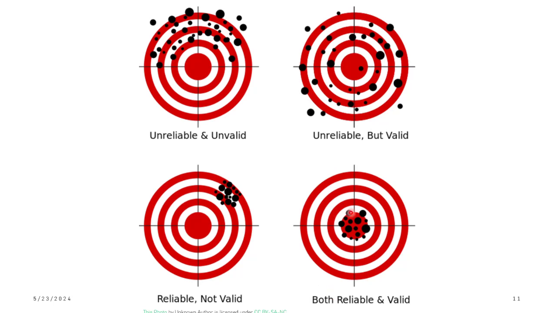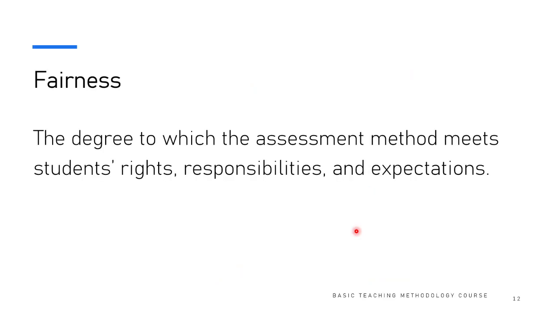Okay, and we want both reliable and valid, whereby it consistently gives good, consistent results and it is actually valid, bullseyes on. So remember, valid is about measuring what it is supposed to measure, and reliability is about being consistent.